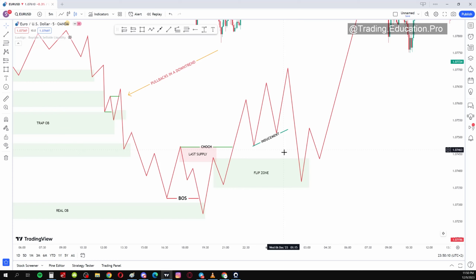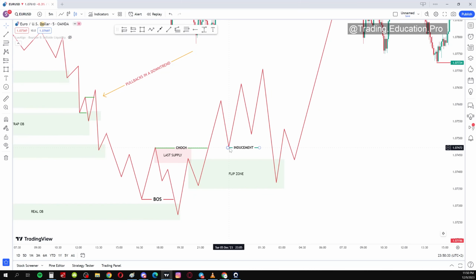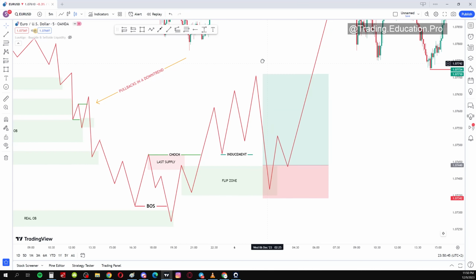So we are looking for this low as an inducement to be taken out before we buy. If we have this inducement and we have a fresh OB here, we can take a trade here and target, first of all, this previous high. This is always our TP1.